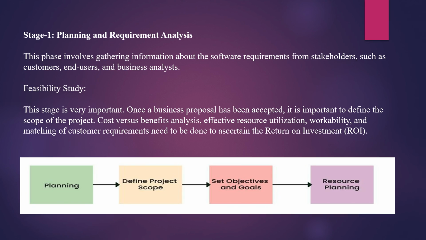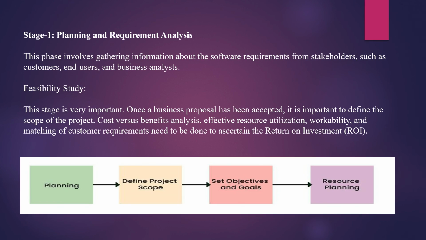The first stage is planning and requirement analysis. Planning is a very crucial stage in every software development. Here, requirement analysis is also performed by the developers of the organization. This is obtained from customer inputs and sales departments. This phase involves gathering information about the software requirements from stakeholders such as customers, end users, and business analysts.